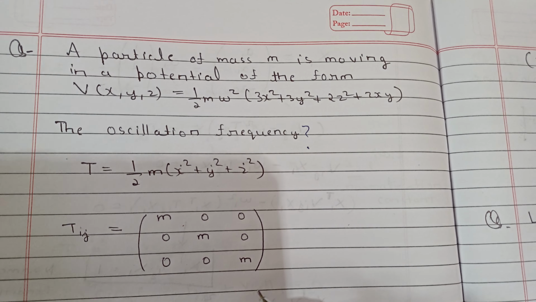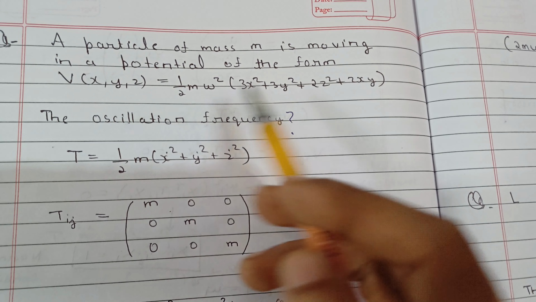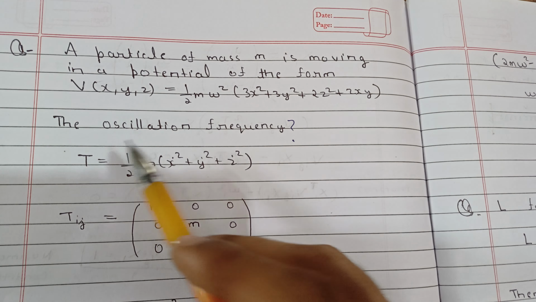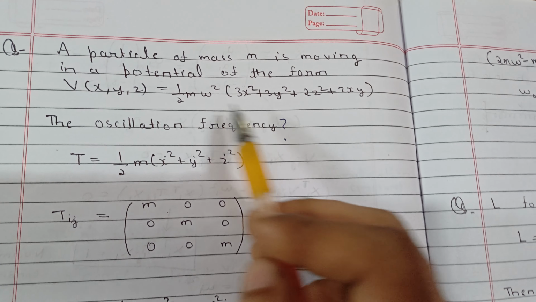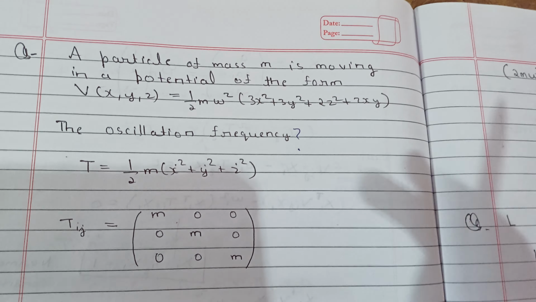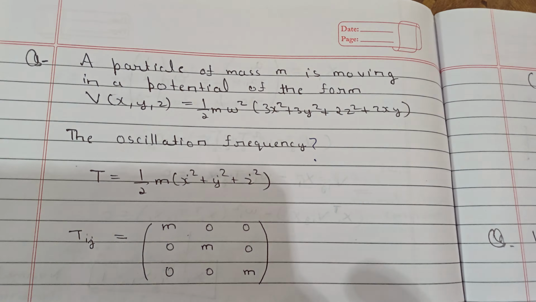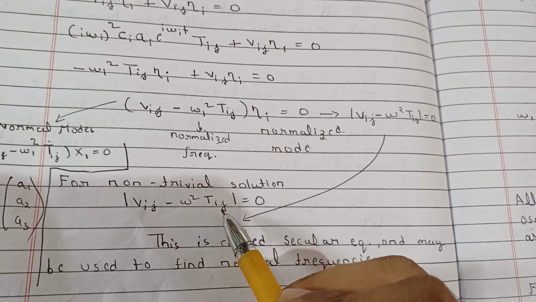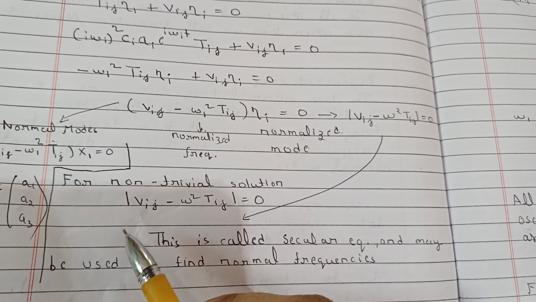A particle of mass m is moving in a potential of the form. So the potential is given, and what you need to do is find the potential matrix, so that you can find the oscillation frequencies. So you need to find the normal frequencies. So how can you find them? To get the normal frequencies, see from here, first you need to get the secular equation. In the secular equation, you need to get Vij and Tij. So you need the potential energy matrix and the kinetic energy matrix. I already told you how to find them. Let's see by an example.